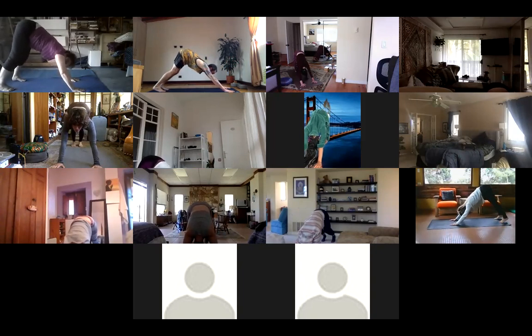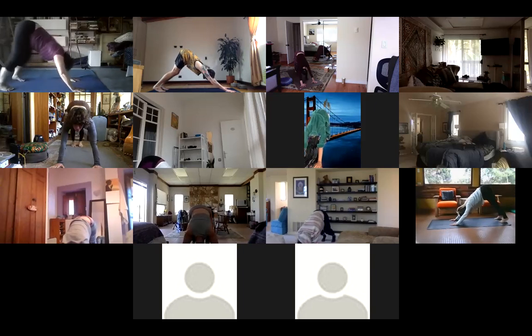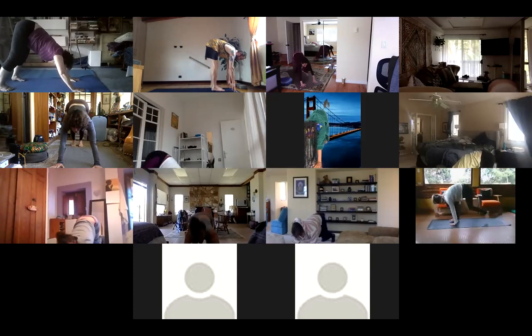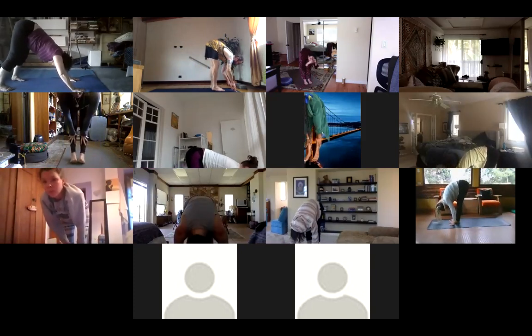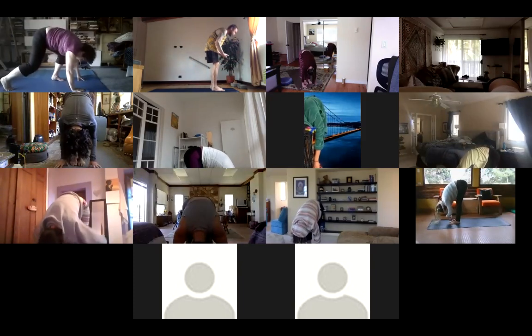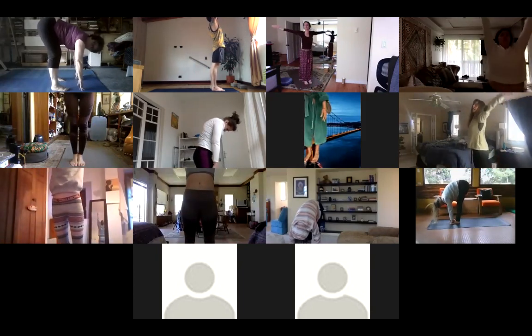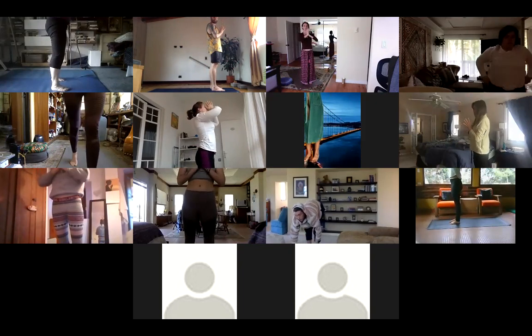Respiramos 3 veces aquí, alargamos los costados, rotamos los isquiones hacia el cielo. Con la inhalación miramos entre las manos, damos un paso hacia adelante, extendemos la columna. Exhalamos, nos relajamos. Inhalamos, subimos a Urdhva Hastasana, manos sobre la cabeza. Exhalamos, manos al pecho. Good.